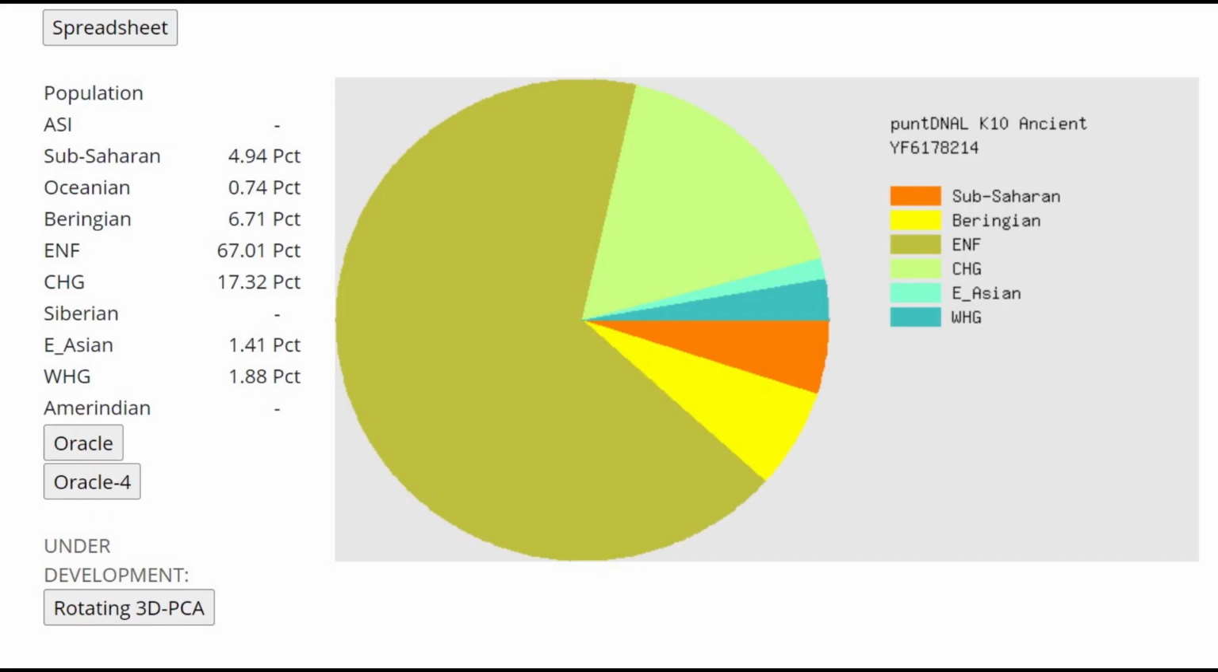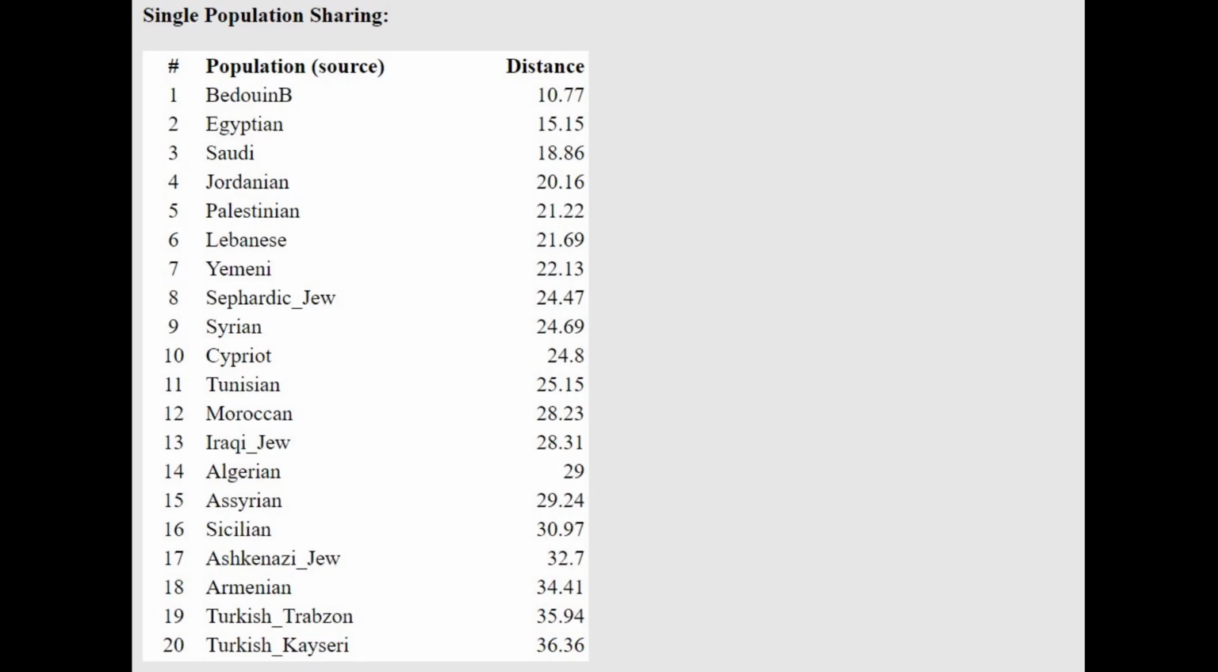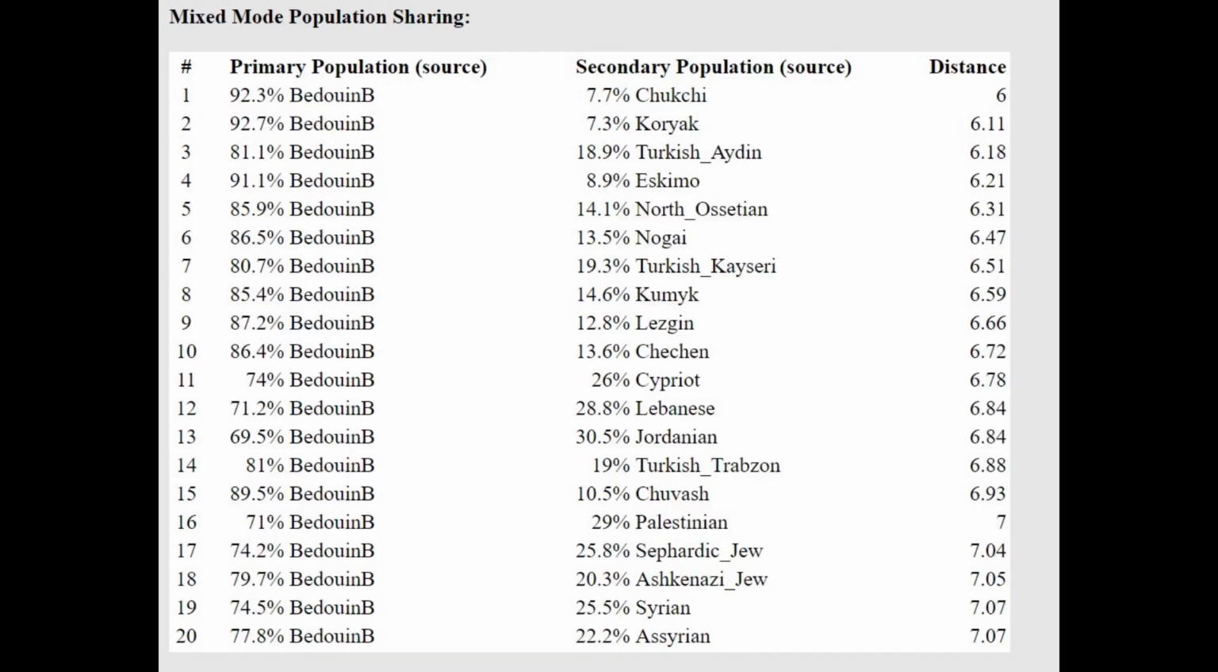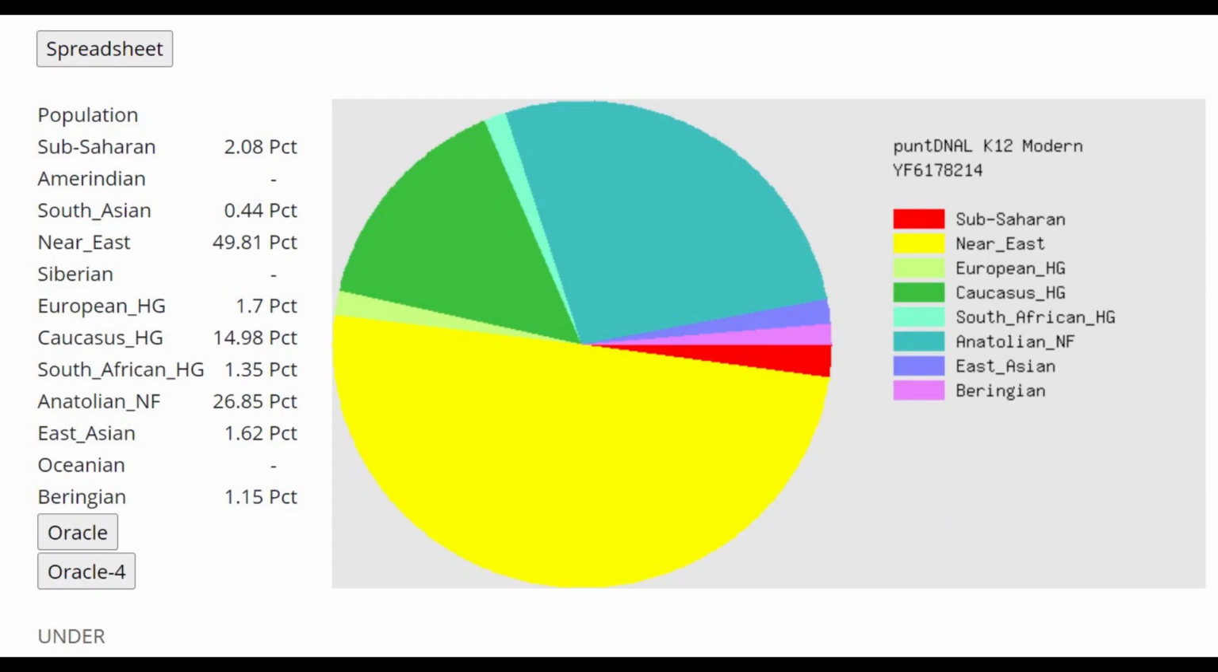And we're arriving to PuntDNA L K10. What's interesting about this result is here he's actually scoring 2% Western hunter-gatherer. And this is not like Ancient Eurasia K6, because that calculator is completely deranged. Here, the Western hunter-gatherer component, if you're scoring it, that means you probably do have it. So this individual does have like a 2% Western hunter-gatherer component, which is kind of interesting to remark.